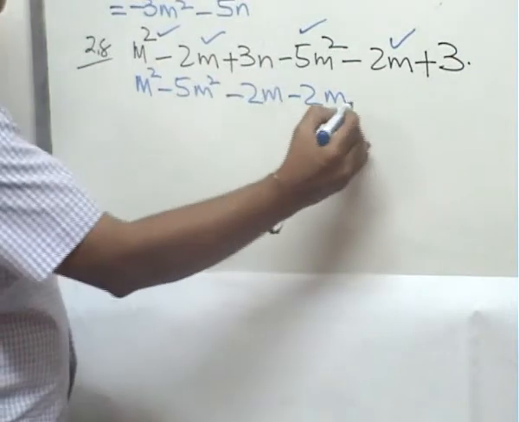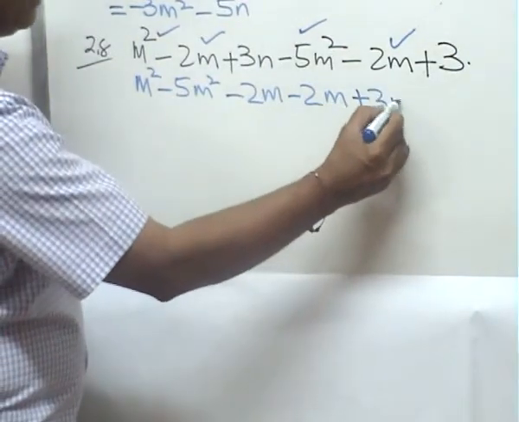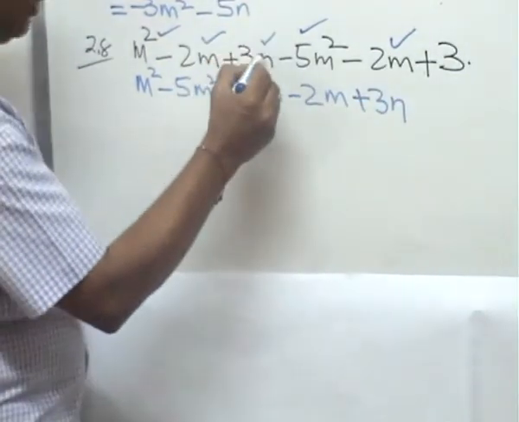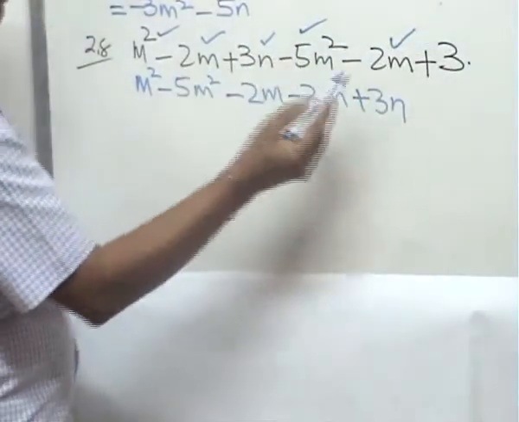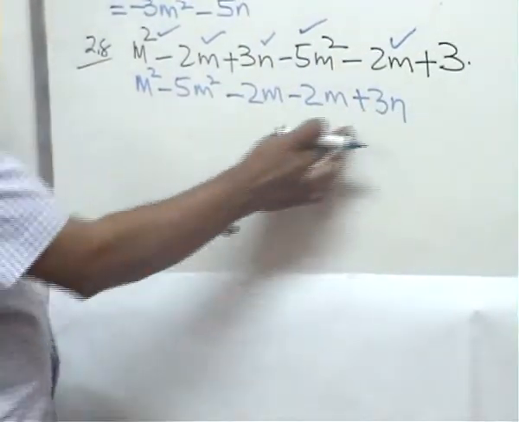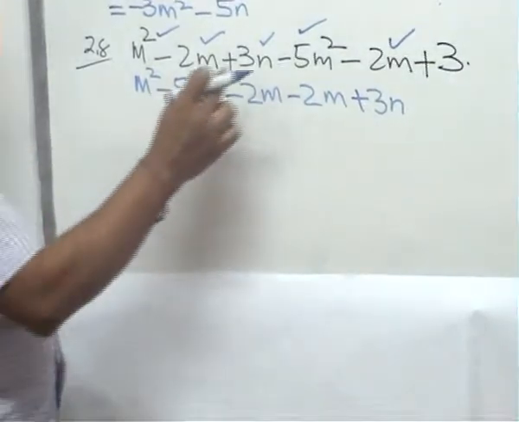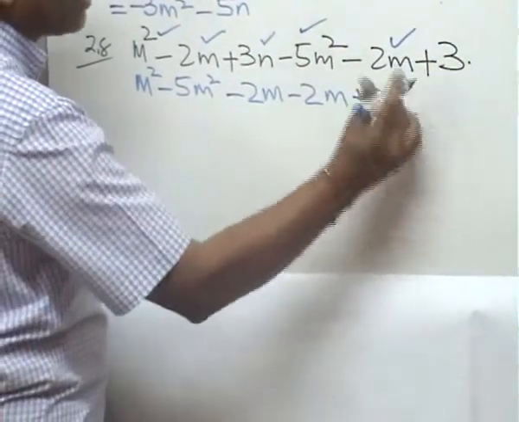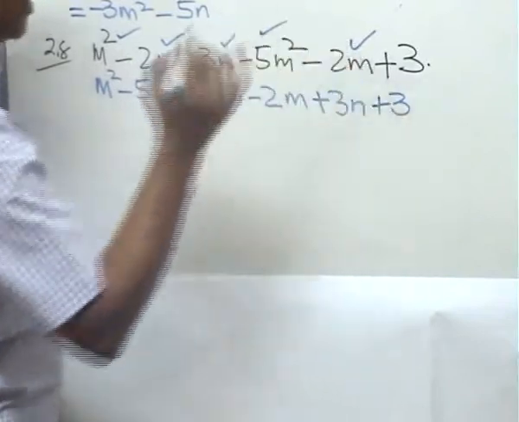Then we've got plus 3n. There's the plus 3n. And then when we go and look for another n, we can't find it. Well, that's all. There's only one term in n. And then we see what else is left. Plus 3 is left, so we write that in the end.